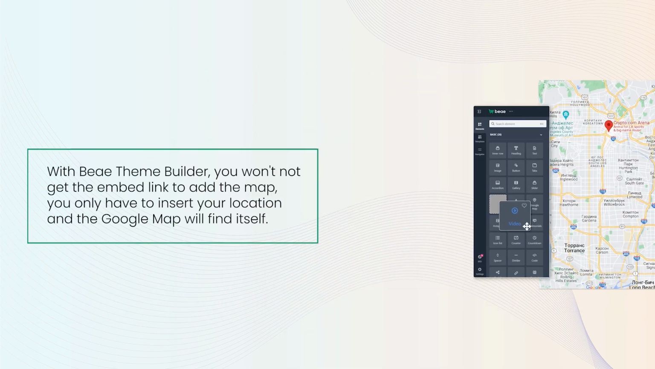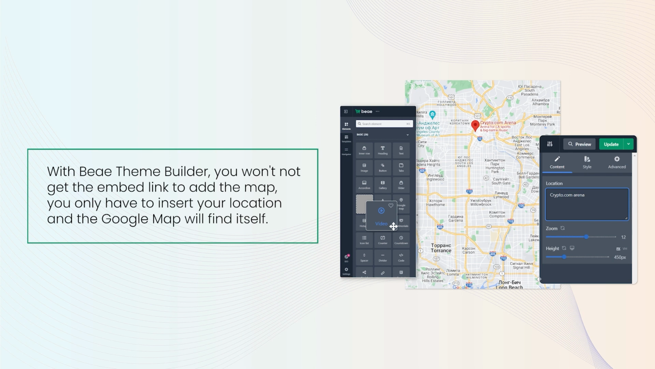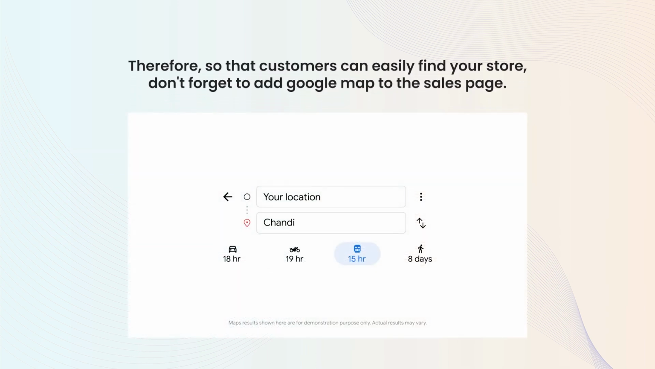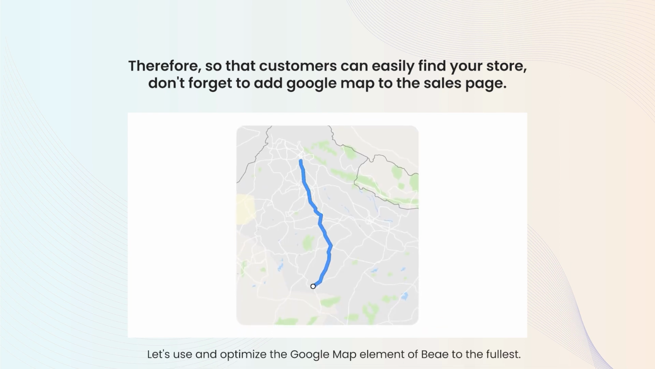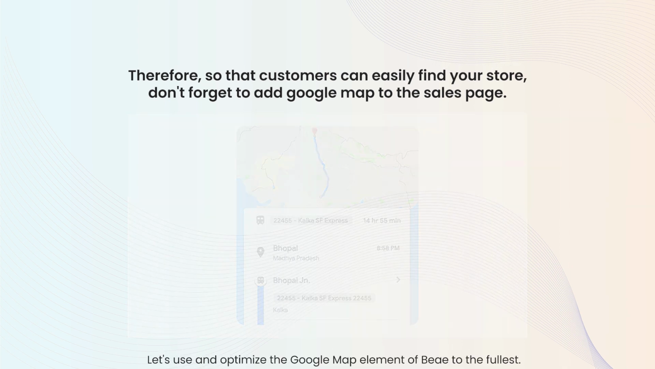With Beae Theme Builder, you will not need the embedded link to add the map. You only have to insert your location and Google Maps will find it by itself. Therefore, customers can easily find your store. Don't forget to add Google Maps to the sales page. Let's use and optimize the Google Maps element of Beae to the fullest.